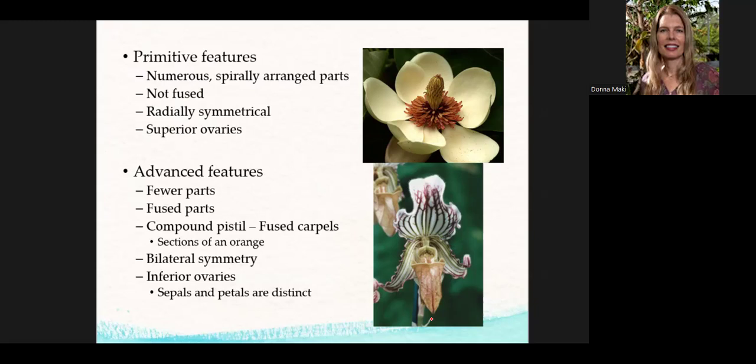And bilaterally symmetrical means if you look at the flower, you can only cut it from top to bottom in the way they have this picture in order to get mirror images. You have to have mirror images. So that's bilateral. We're bilaterally symmetrical. There's only one way to cut yourself in half. So then you get the inferior ovary idea, where they tuck away the ovary and are a little bit more protective, since that's such a precious area for the plant.